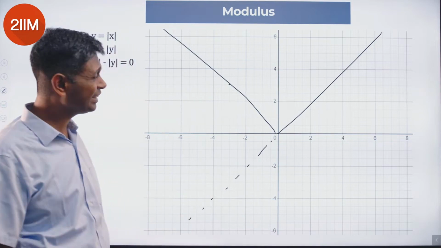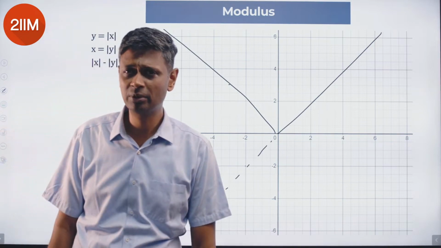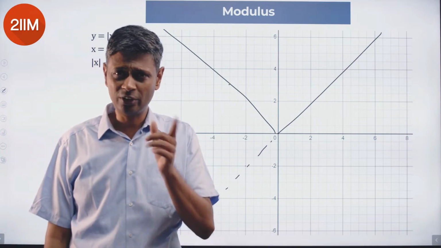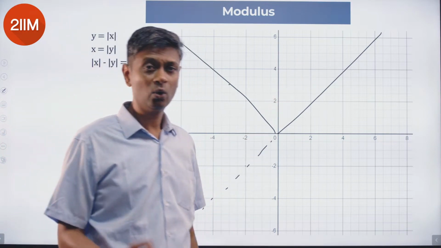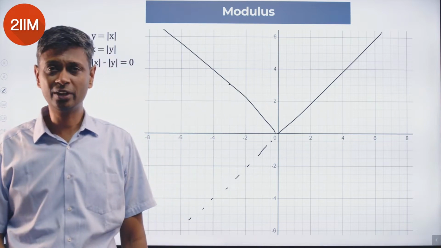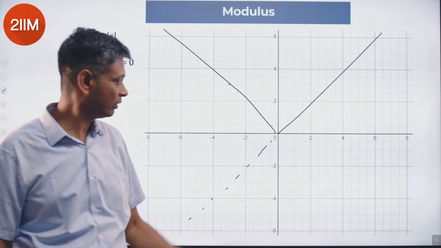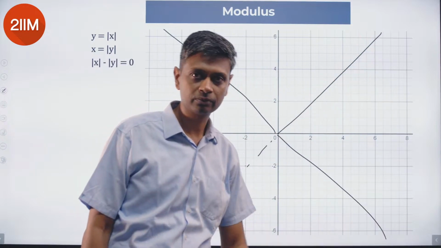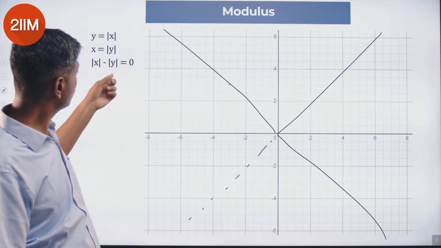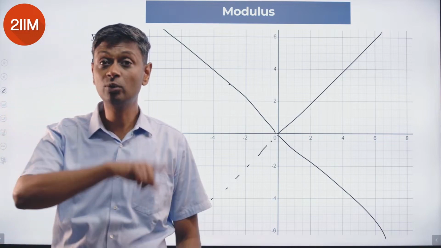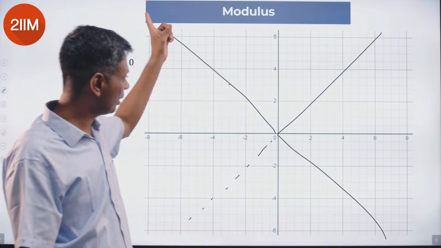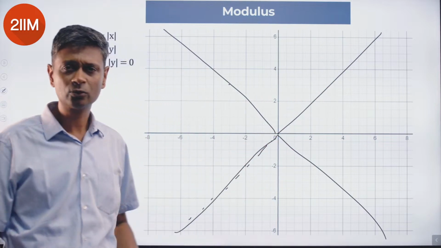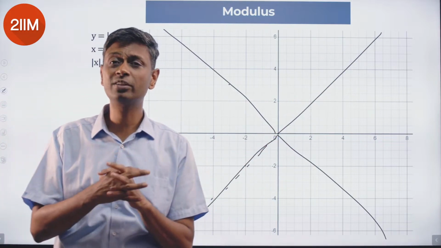Now x equal to mod y. When will that happen? X equal to mod y. Now x cannot be negative. When y is positive, x is positive. X equal to mod y. That is, y can be negative, x cannot be negative. Mod x minus mod y equal to 0. Mod x equal to mod y. That is, draw. This will come, and this will come. The whole range will come. So mod x equal to mod y.